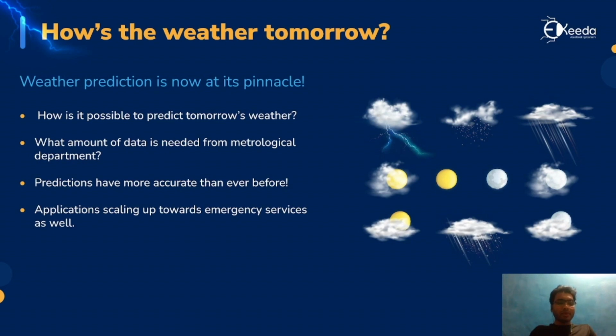Second, what amount of data is needed from the meteorological department? We are just seeing the output in news channels or across other apps, such as an app called AccuWeather. We are seeing just the output of that, like tomorrow there is a chance of heavy rain, and tomorrow there will be a sunny day.